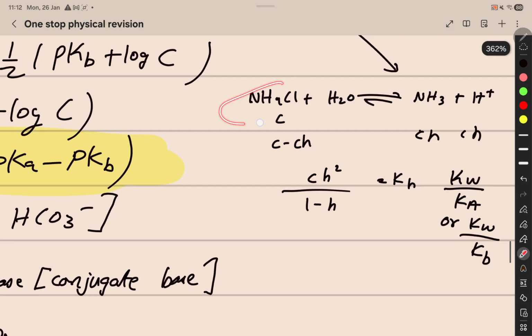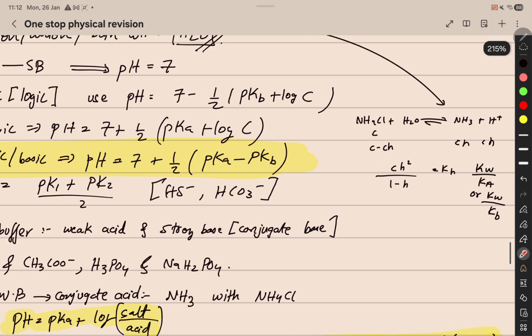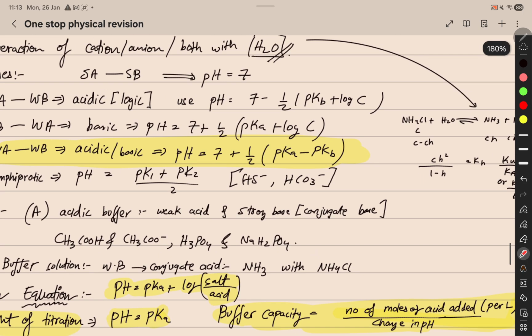So we can say that NH4Cl is an acidic salt; with H2O, it reacts to form NH3 and H plus. Then you can assume this is C, this is C minus Ch, this is Ch, Ch, where h is the degree of hydrolysis. Then Ch squared by 1 minus h is equal to Kh. So Kh is equal to Kw by Kb, and if h is much less than 1, we can also approximate. Like that we can derive these formulas.